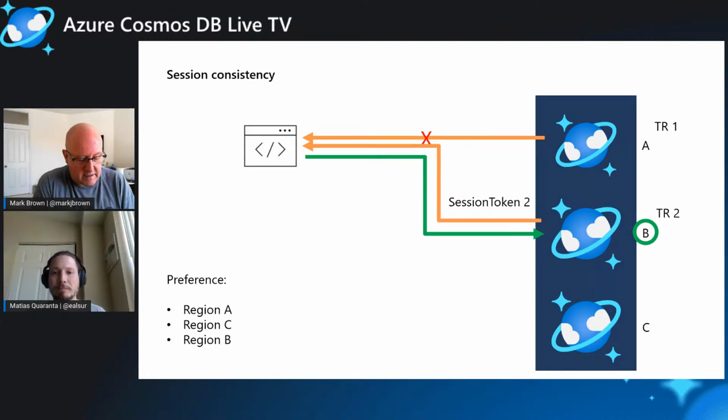But let's leave that aside. Let's just say it's strong. Well, no, I guess let's talk about bounded staleness, because strong consistency is global quorum. There's a different mechanism that's going to force that replication. So that's not client-side driven. That's back-end driven. Correct. But bounded staleness is a good scenario.